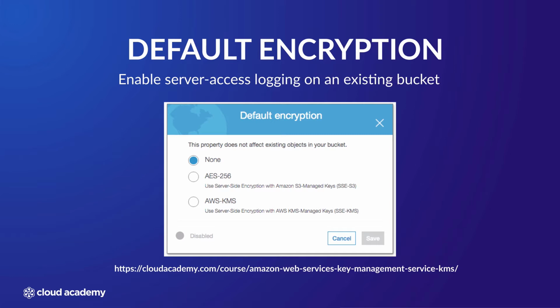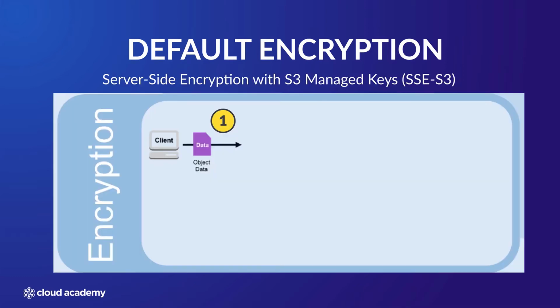Firstly, AES 256, also known as SSE S3, which stands for Server-Side Encryption using S3 Managed Keys, and AWS KMS. This is often referred to as SSE KMS, which stands for Server-Side Encryption using KMS Managed Keys. KMS is the Key Management Service, and if you're unfamiliar with this service, you can learn more about it in this course here. Let me explain both of these types of encryption at a high level, starting with SSE S3.